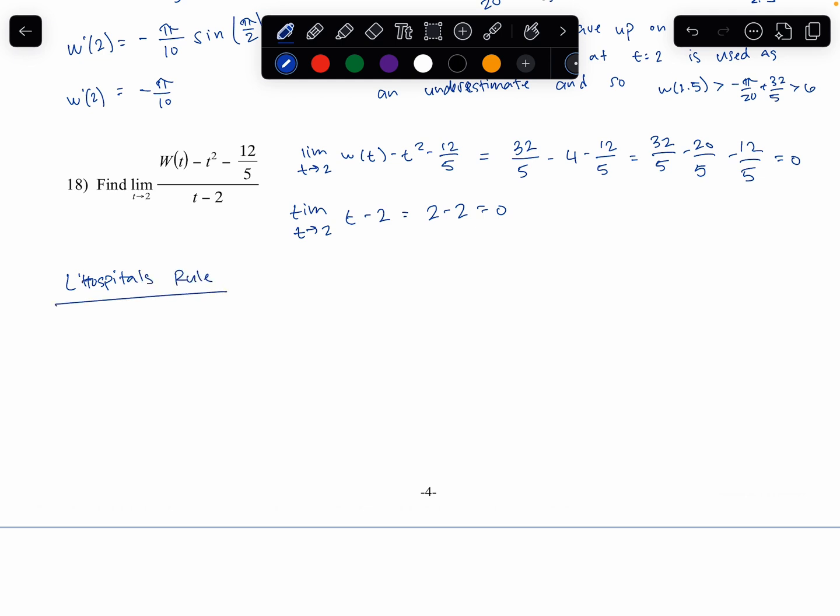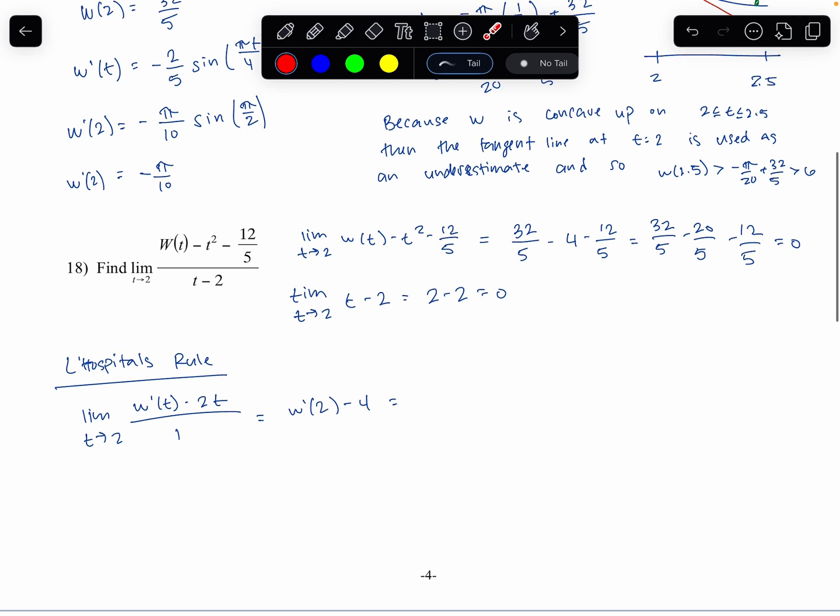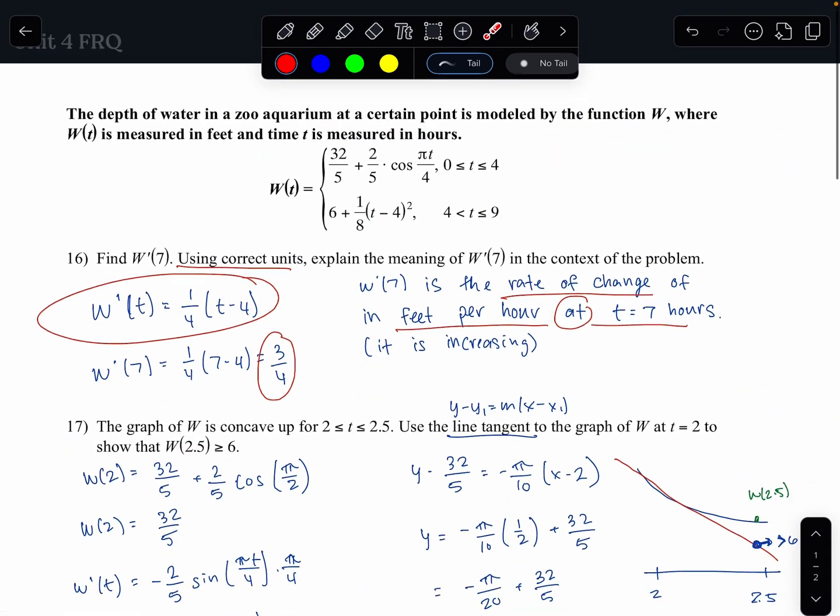So by L'Hopital's rule, the limit as t approaches 2 of W prime of t minus 2t over 1 is going to be equal to W prime of 2 minus 4, and W prime of 2 we found up here. So that's going to be equal to negative pi over 10 minus 4, and you can leave your answer just like that. And that should do it for this FRQ.